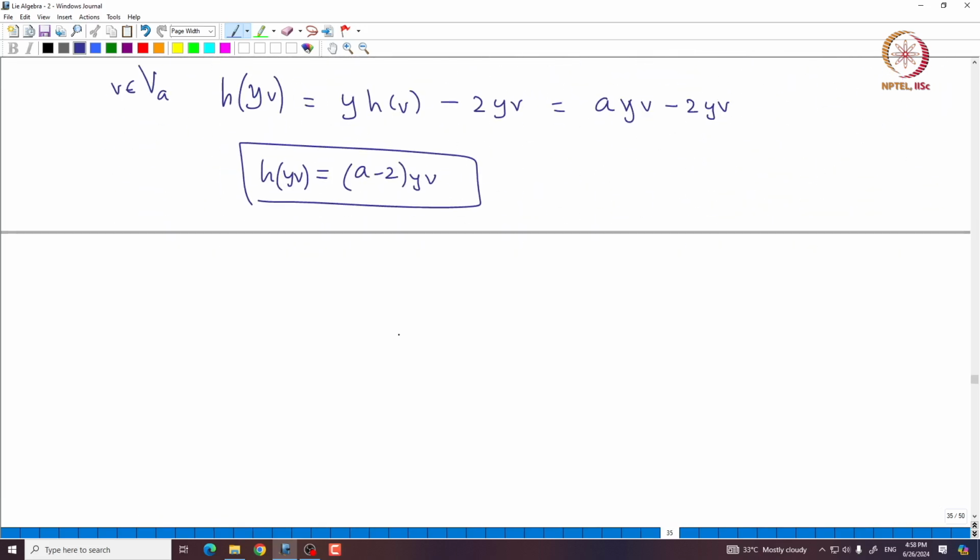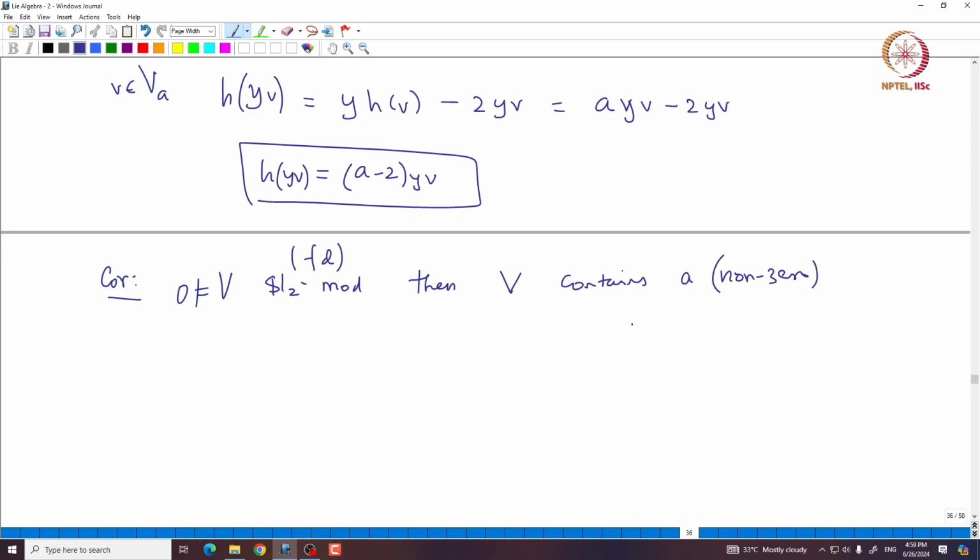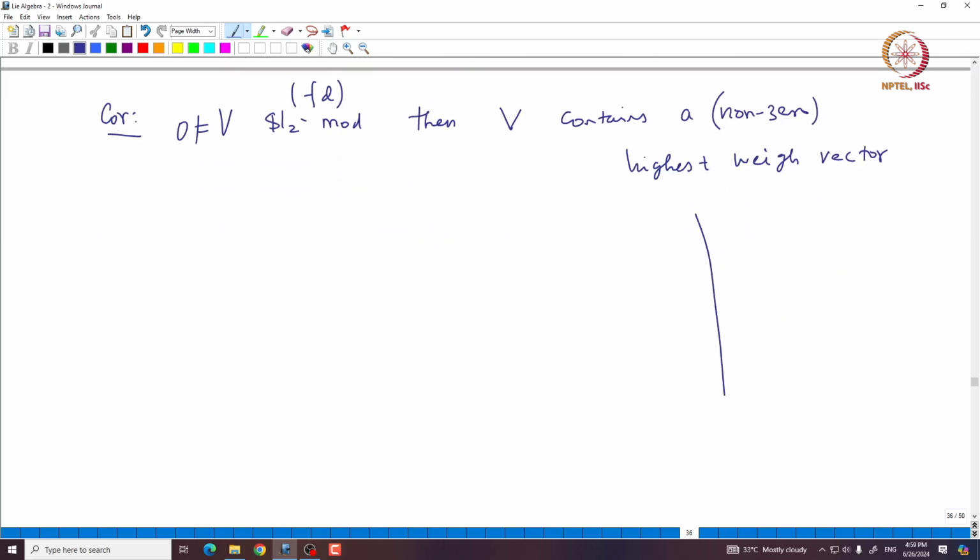Okay. So, now from this one can immediately conclude that if we take any non-zero SL2 module, then it must contain some highest weight vector. As a corollary, we can see that if V is a non-zero, finite dimensional SL2 module, then V contains a non-zero highest weight vector. So, recall what a highest weight vector is.